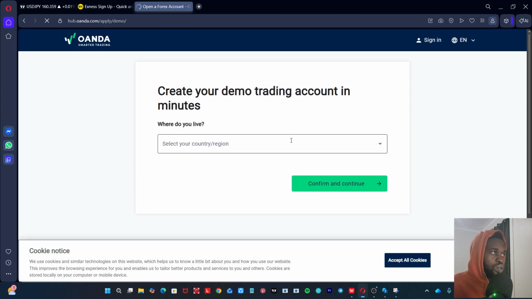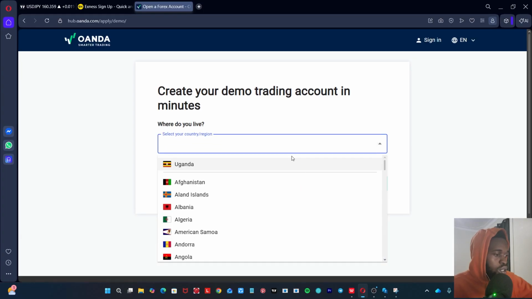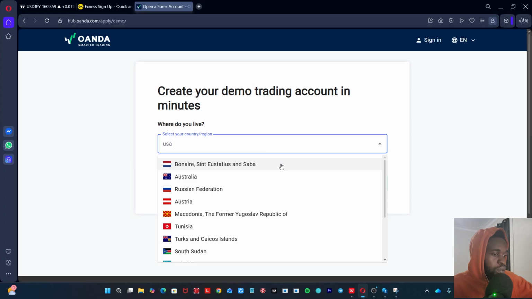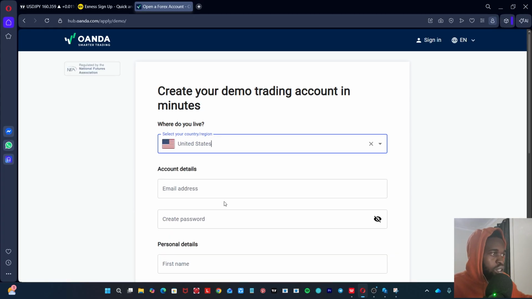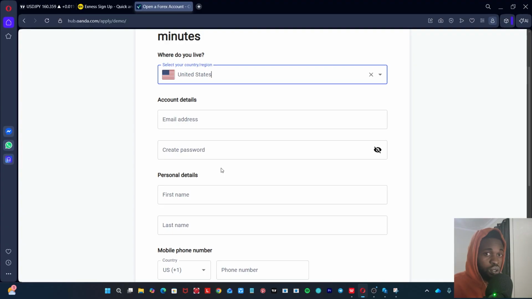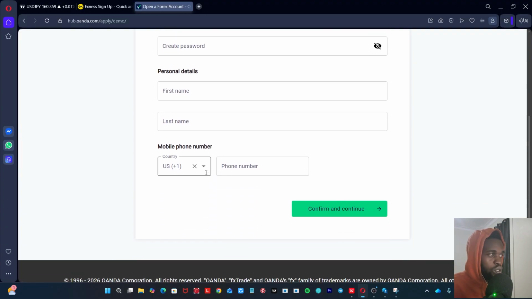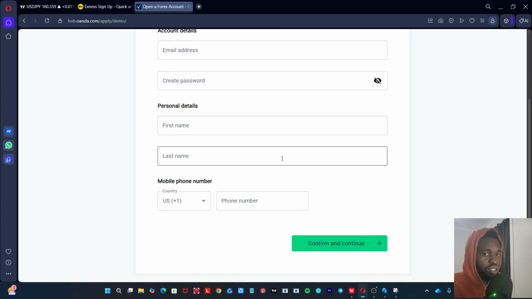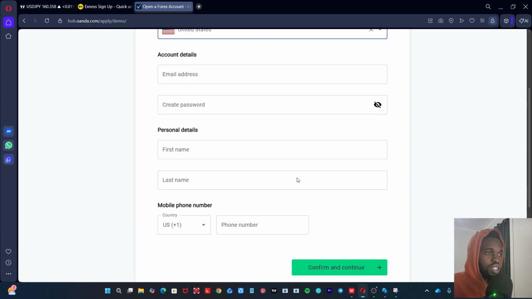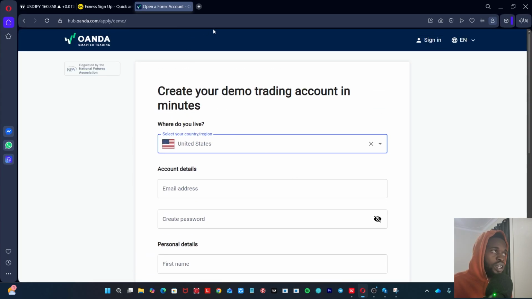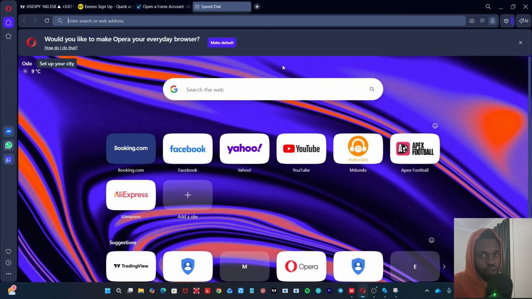You select your region. Let's say here you type in United States. You put in your email, you create a password, your personal details, your phone number, and make sure these credentials stick with only you. So this is how you can set up the different brokers according to your information.